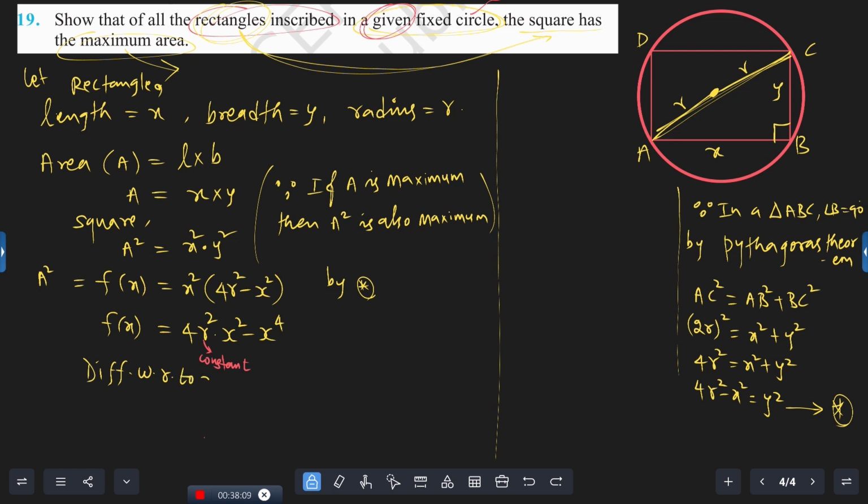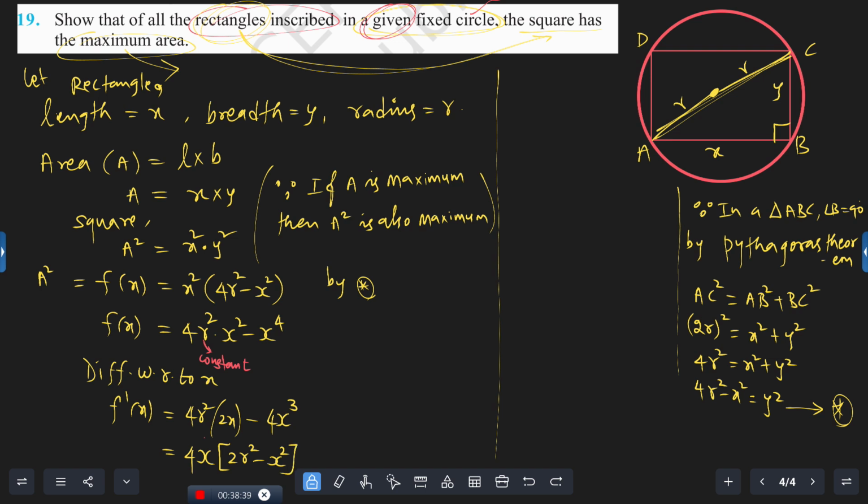Differentiate with respect to x: f dash of x is equal to 4 times R square, which is a constant, multiplied by the derivative of x square, which is 2x, minus the derivative of x power 4, which is 4x cube. Now what can you take outside? 4x you can take outside. Then the remaining is 2 times R square minus x square.